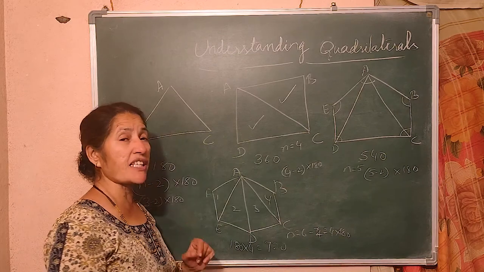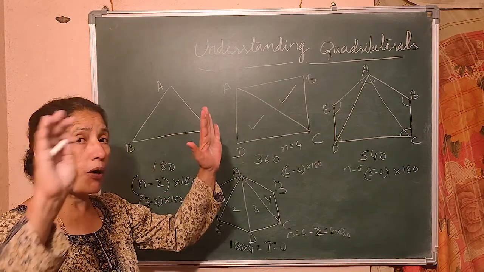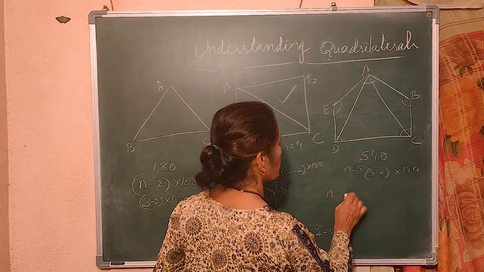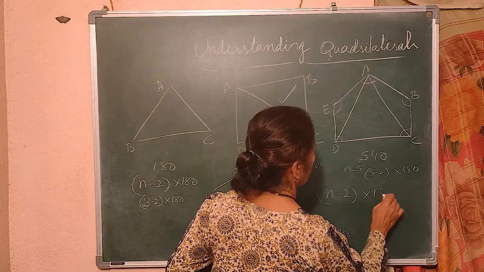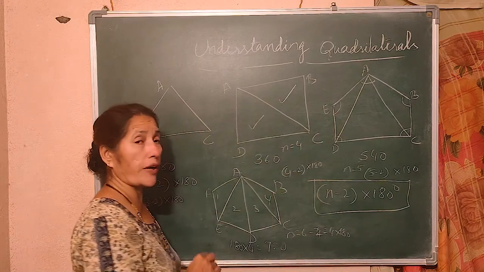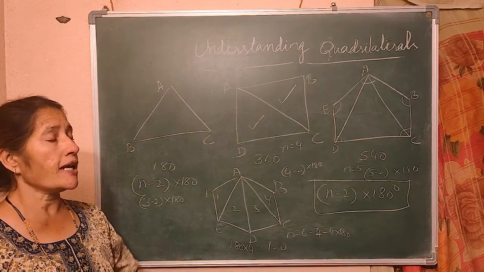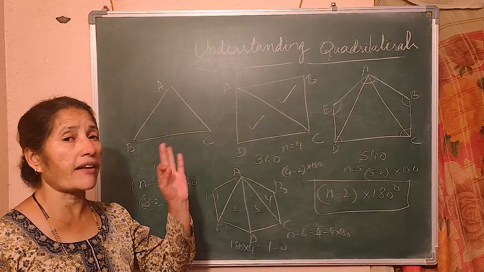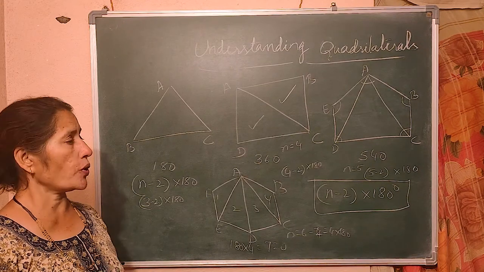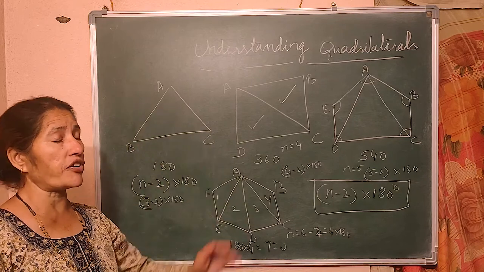Yes. So what is the general formula to find the sum of all the angles of a polygon? n minus 2 into 180. You understand? This is the general formula to find the sum of interior angles of a polygon having n sides or n vertices or n angles. Right? So that is the formula to find the sum of all interior angles.